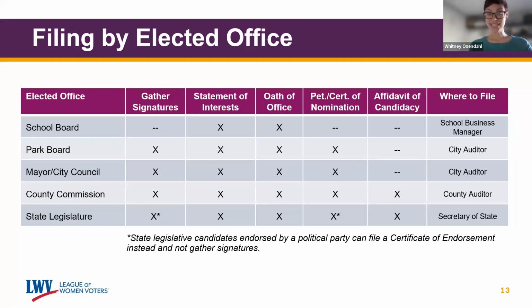And lastly, you see the state legislature on here. I wanted to include that in case you're thinking about running. If, again, you're endorsed by a political party, you do not need to gather those signatures. And you file with the Secretary of State. You file everything. All right, so screenshot this, pause it here, find out where you need to file and what you fill out.